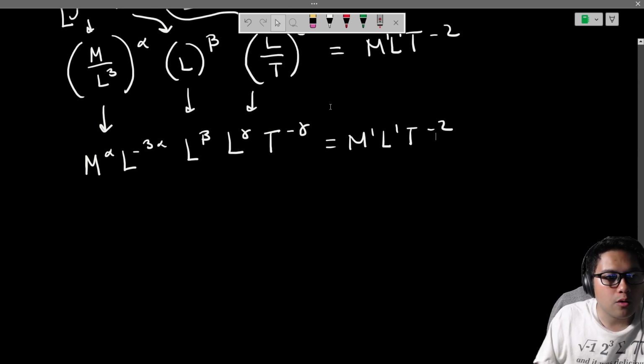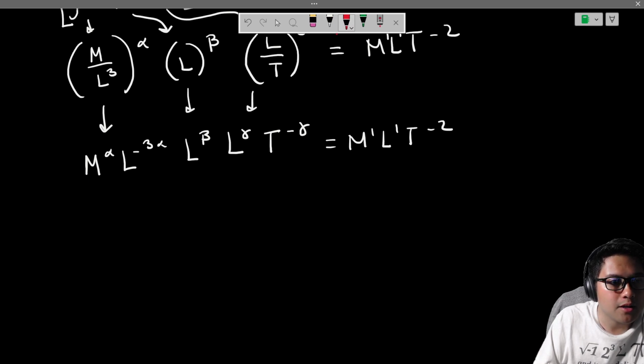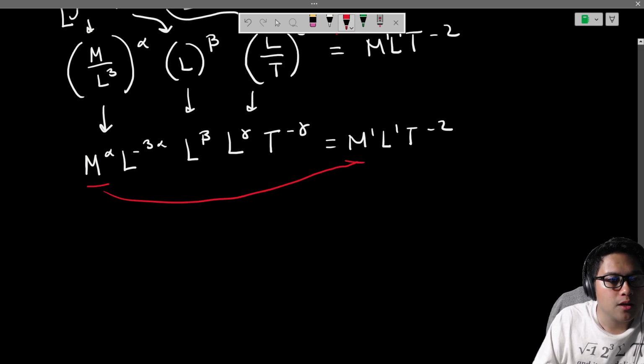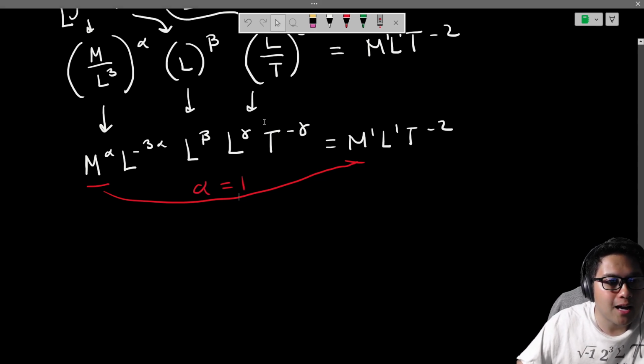And so what we have to do here, again, is do some matching. Let's notice we have an m here and an m here. It's the only mass term that comes up on both sides of the equation. So we can already establish from that that alpha has to equal 1. Lovely, so we've already gotten that out of the way.